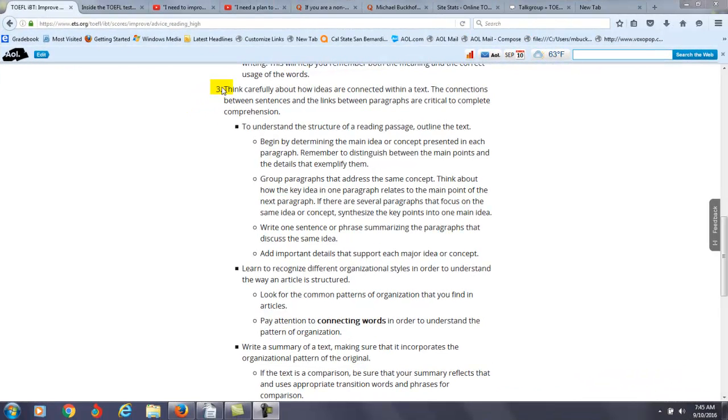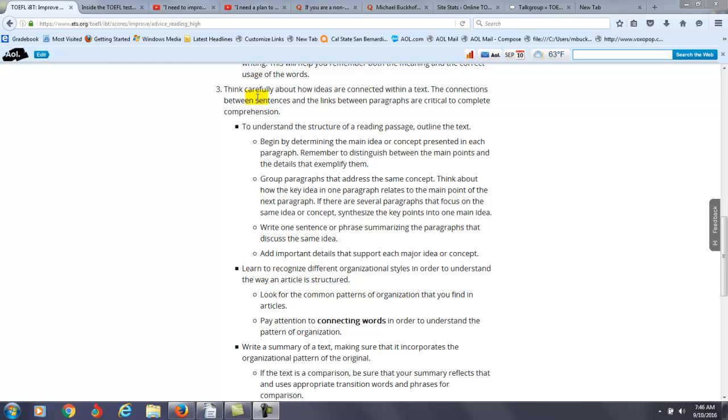Okay, so let me explain a little bit more about reading and getting the main points. And this also is coming from ets.org, the ones who actually designed the TOEFL test. So it says, think carefully about how ideas are connected within a text. The connection between sentences and the links between paragraphs are critical to complete comprehension.